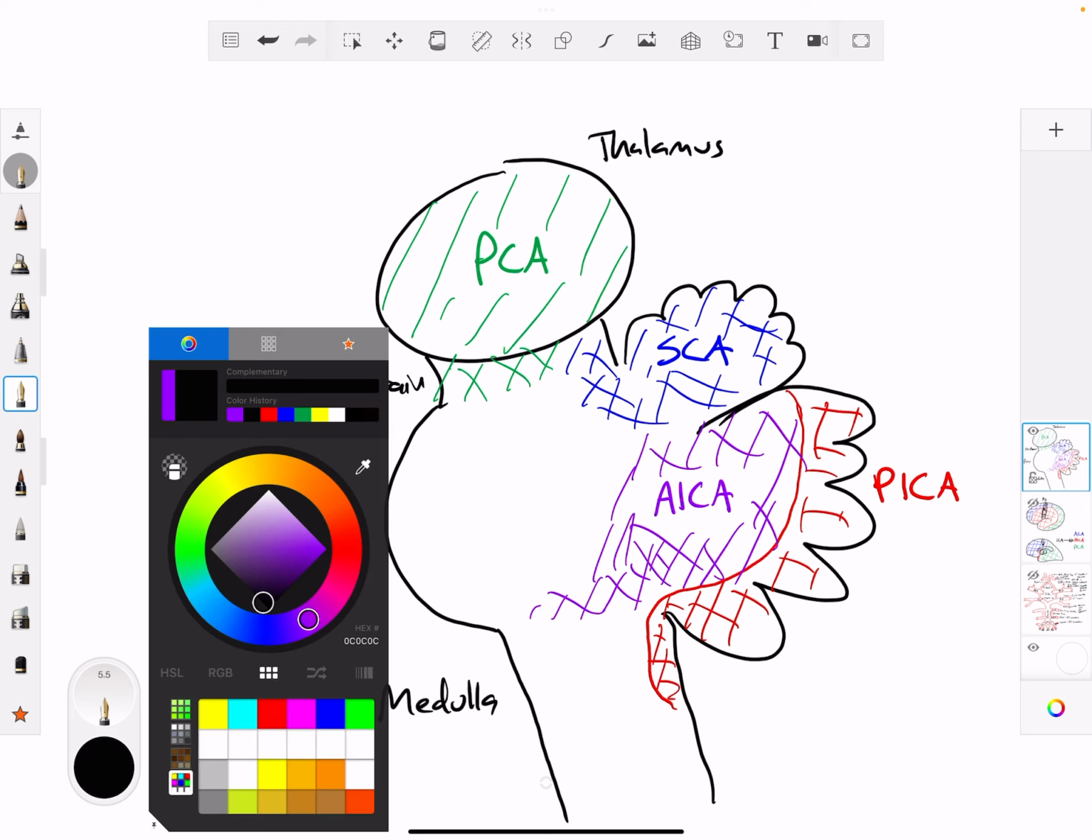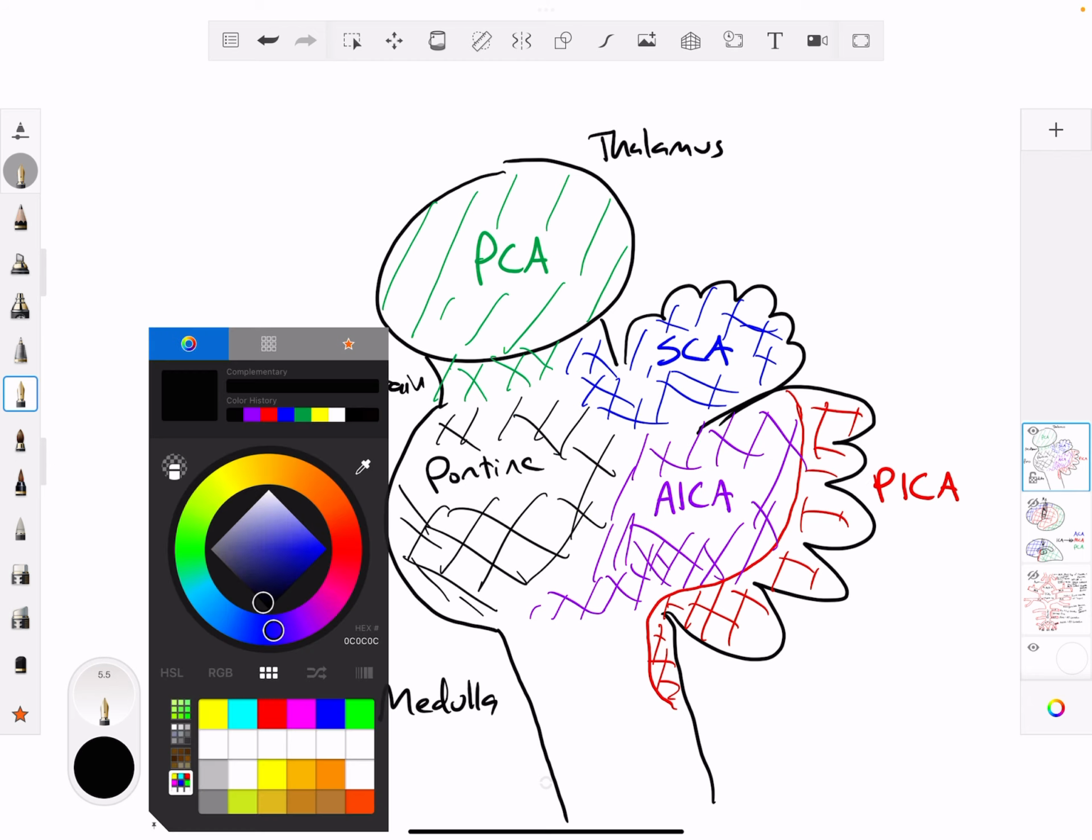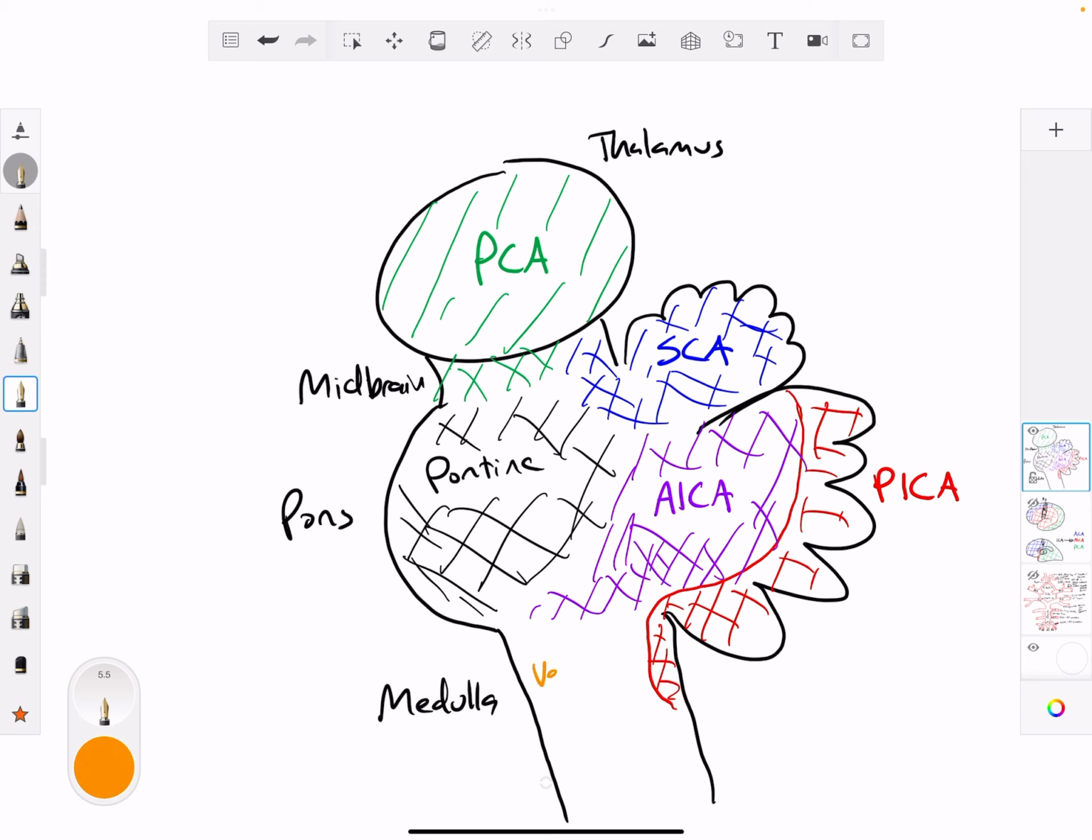And then we've got, how about we make it black? Got the good old pontine arteries serving the pons. So the bulk of that. And we're going to need vertebral. Maybe I will go yellow. I'd rather go orange. So the rest of the medulla, getting those vertebral arteries.